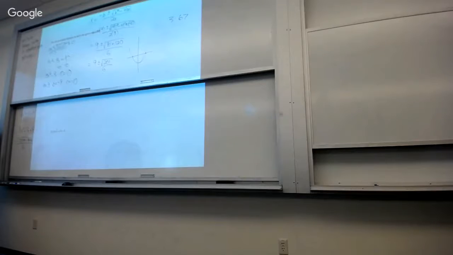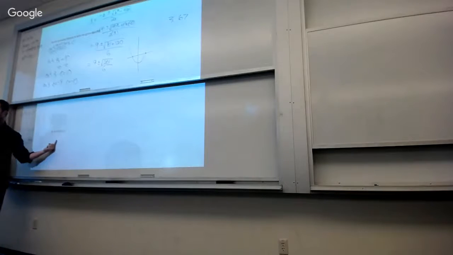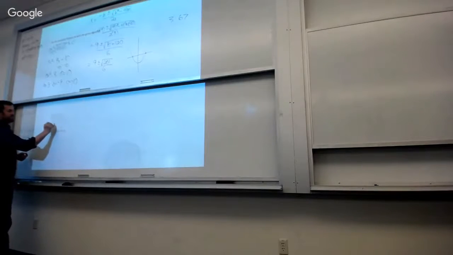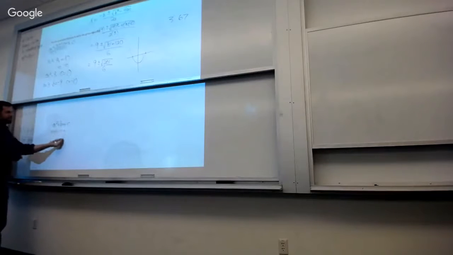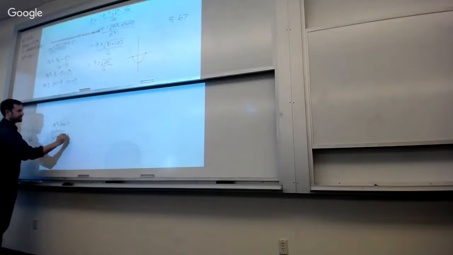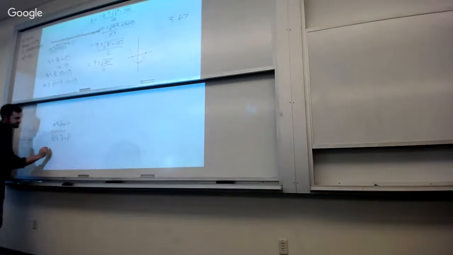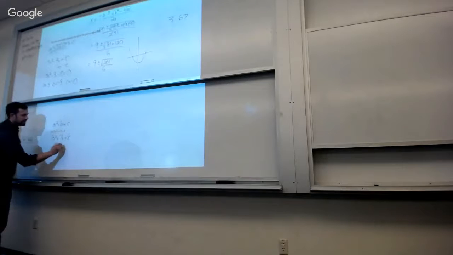So let's do 26. For 26, the first thing we have to do is write it in standard form. So that means we have to bring the 7x over, bring the 8 over, so we have 8x squared plus 7x plus 8. And then we can identify our numbers as 8, 7, and 8.